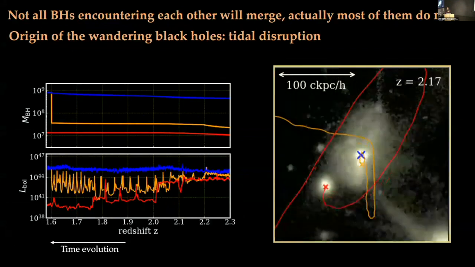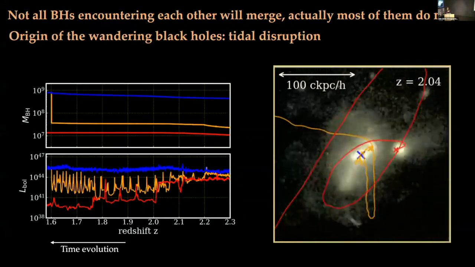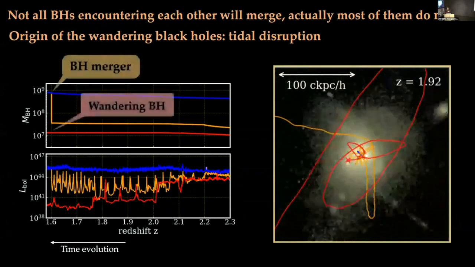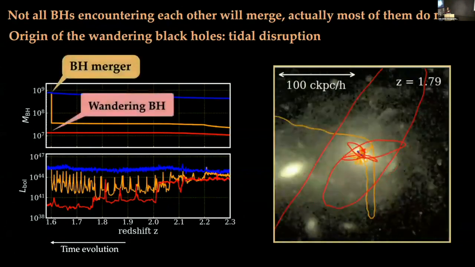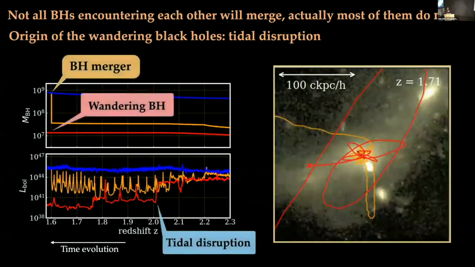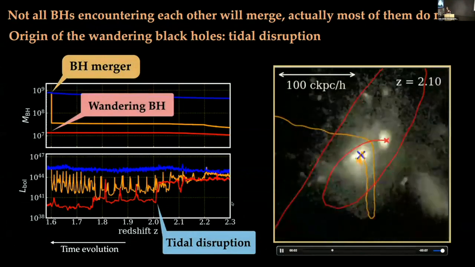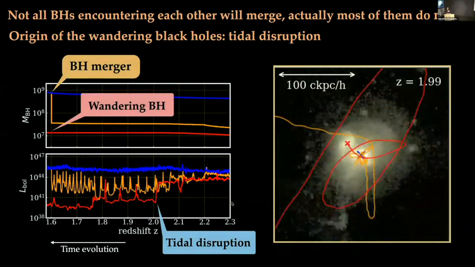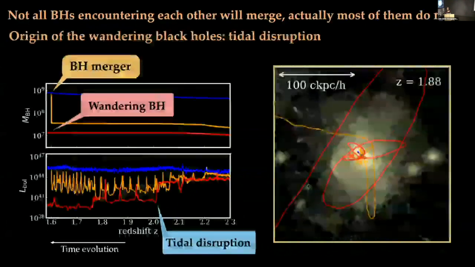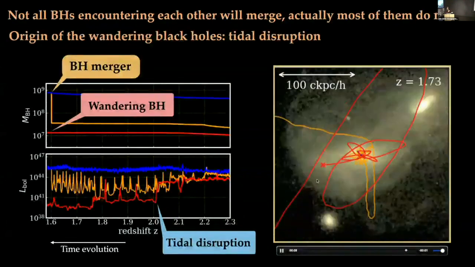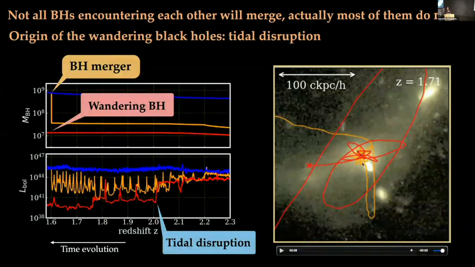So here's a movie showing the origin of the wandering black holes. I will play this again. This red trajectory traces a tidal disruption event, where the central black hole got its stellar host tidally disrupted and got ejected from the center of the halo.